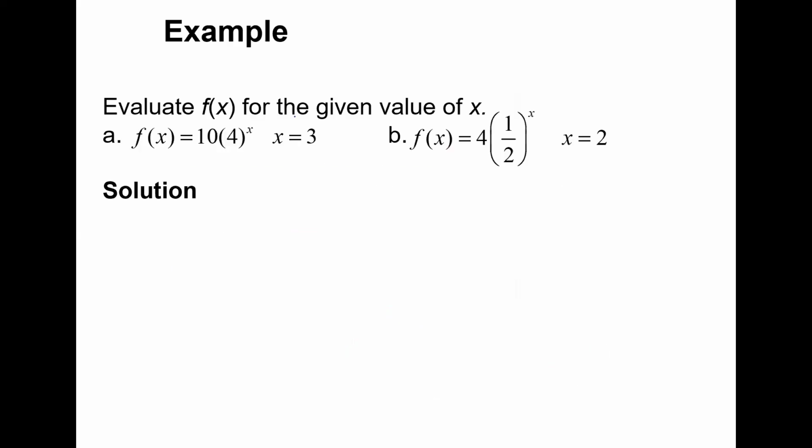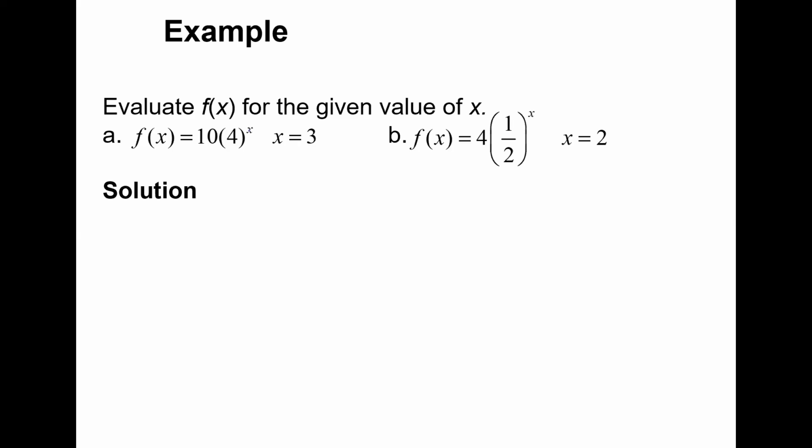So we're supposed to evaluate f of x for the given value of x. So let's first state this. Well, this is greater than 1, so that's going to be a growth. And that's between 0 and 1, so that's going to be a decay. So when we see a growth, we should get a number that's bigger than 10. And when we see a decay, we should see a number less than 4. So that's going to be kind of our key thing.